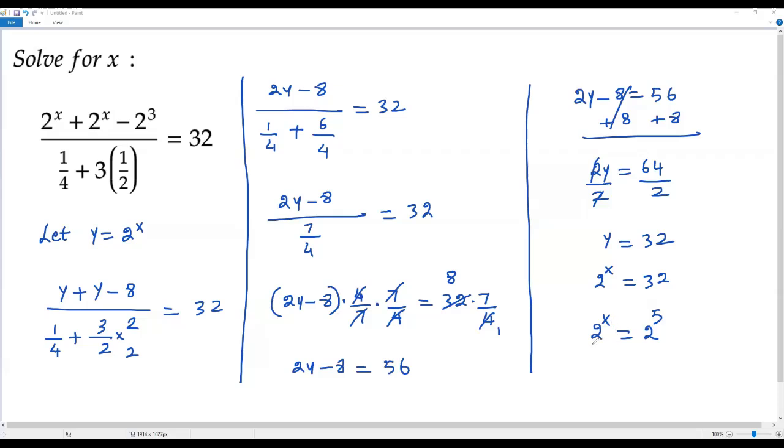Okay, now I have the same base on both sides. Whenever two terms are equal with the same base, we can equate the exponents. When I equate the exponents, I'm getting x equals 5. I have solved for x in the given exponential equation. So the value of x is 5.